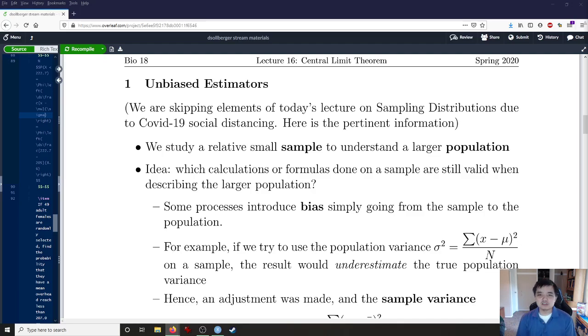Okay, so as you can see on the screen, we're going to be looking at a concept called the central limit theorem here in our data science class. Now, this is the semester of COVID-19 social distancing. This topic, I usually have it lumped together with a topic called sampling distributions.